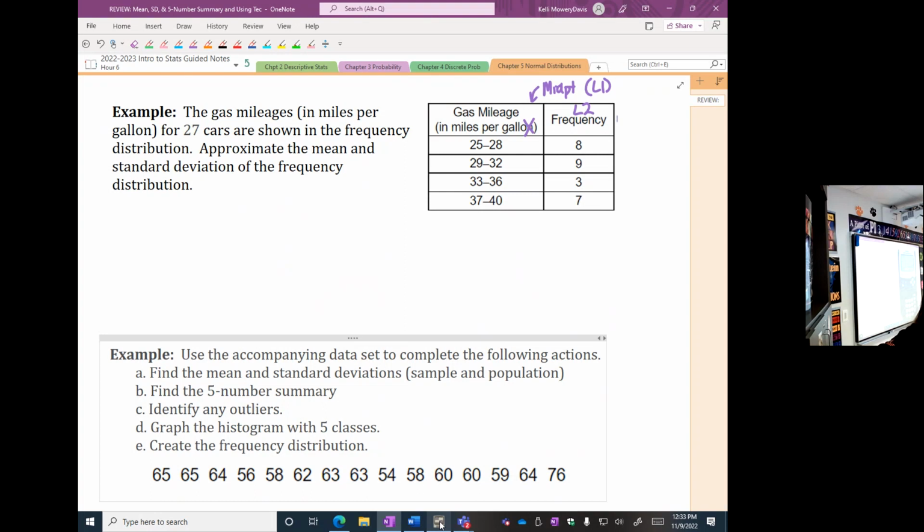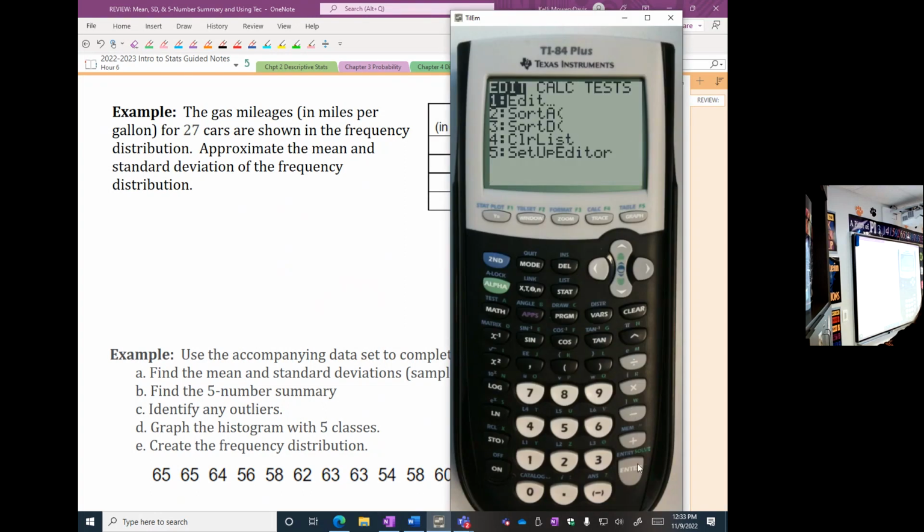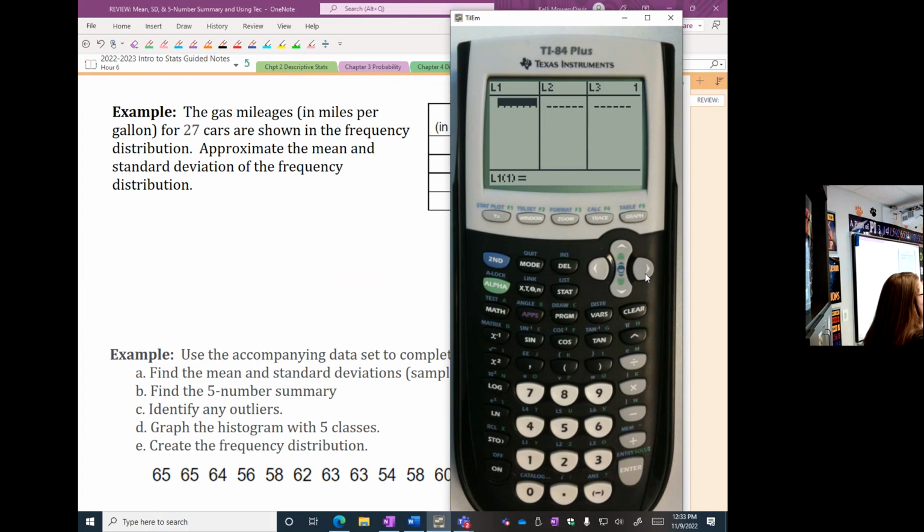Let's go back into our list. I'm going to stat edit. Let me clear out what I've got. I'm going to go up and highlight L2, clear, go up, highlight L1, clear. Here's what's nice. I can type the calculation to find the midpoint right in. Remember how I find the midpoint of any two numbers? Add them, divide by 2, right?